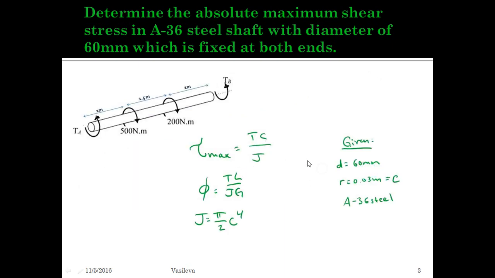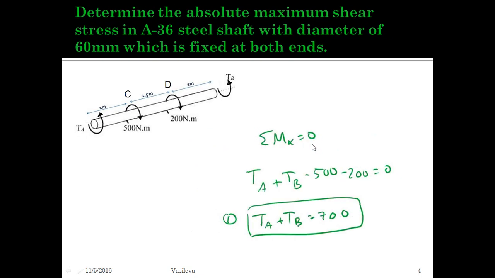So what do we know? We're given the diameter. I automatically make that into a radius in meters, and we know A36 steel, so we can determine constants like G or E. We also know tau max is TC over J. We know angle of twist is TL over JG, and we know J. Here we're looking for tau max, but we can't find it because we have unknowns TA and TB. So those are the first things that we need to find.